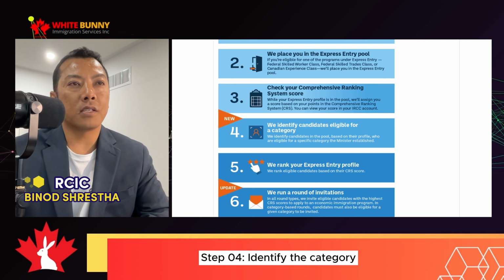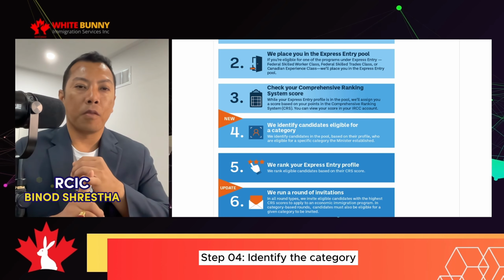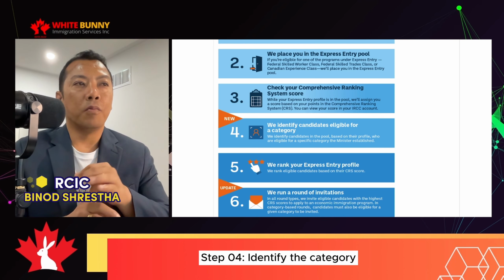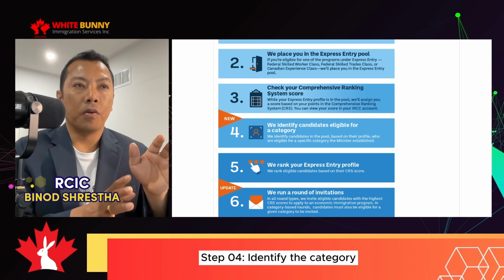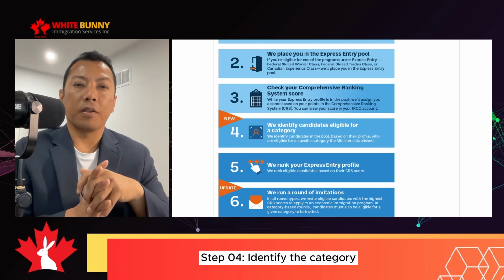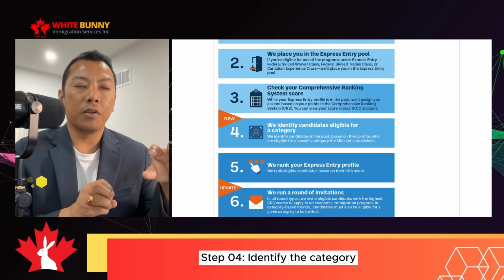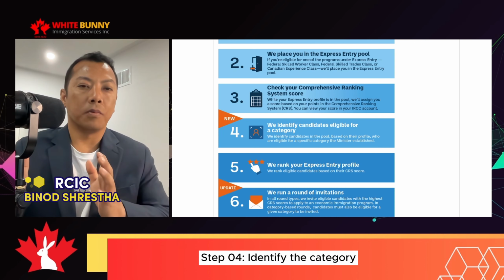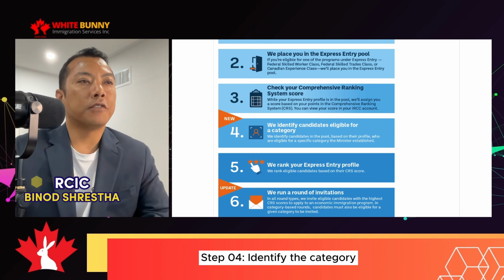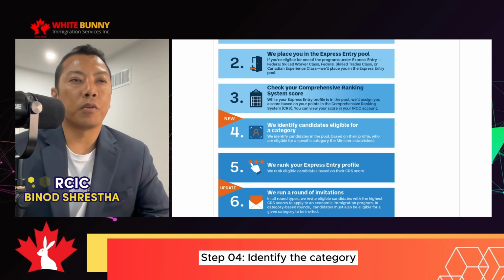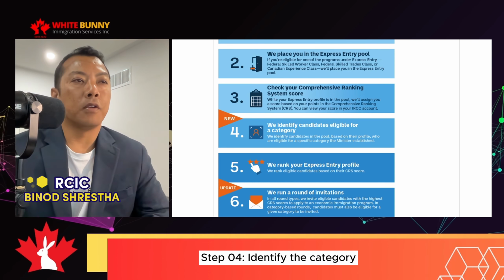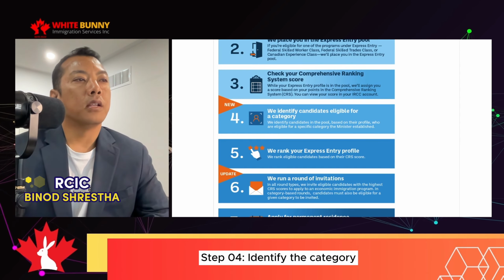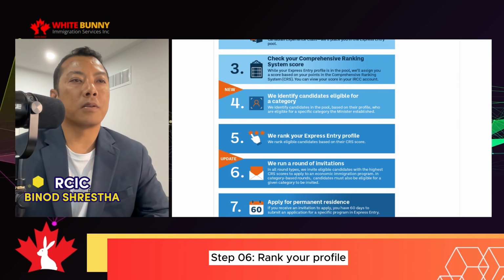The fourth step is we identify candidates eligible for a category. So after this, you have a profile, you have a CRS score, and then they will identify you as eligible for a category. That means out of those 6 categories, which category you are part of or eligible for. We identify candidates in the pool, based on the profile, who are eligible for a specific category the ministry established.